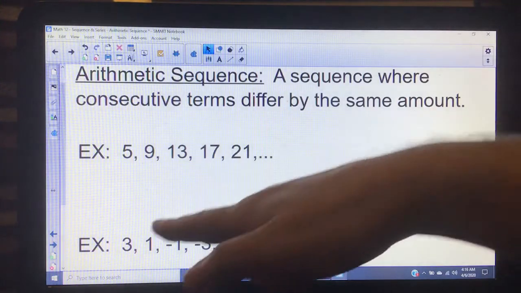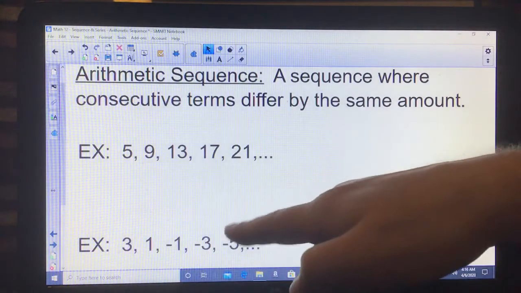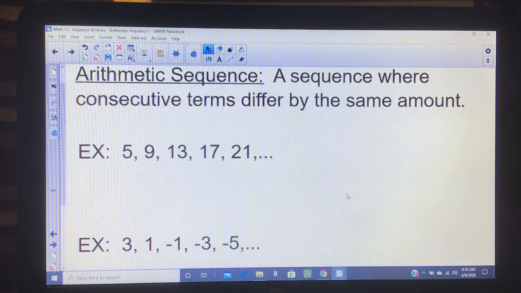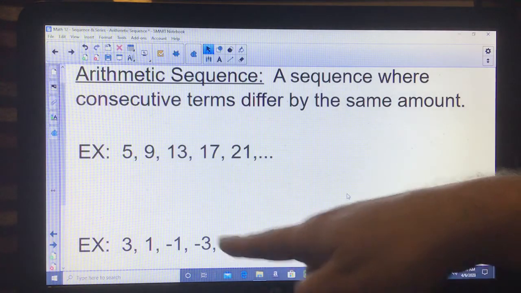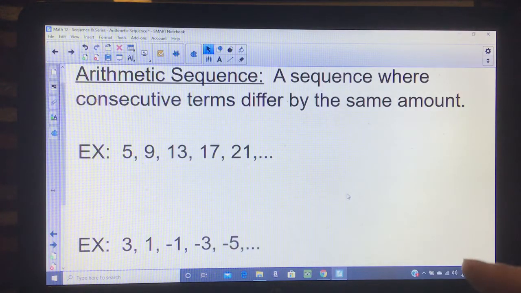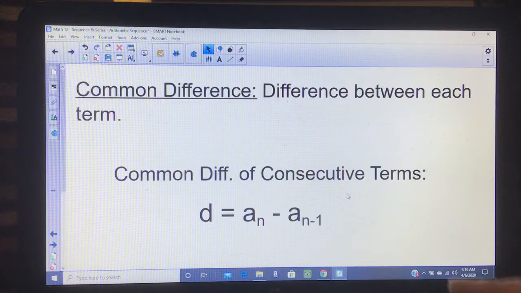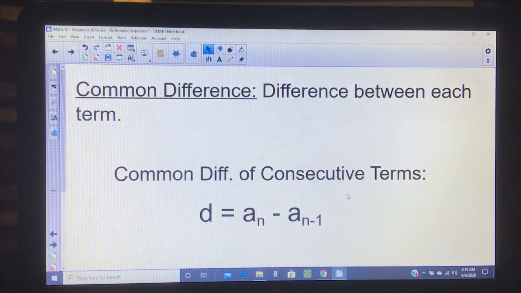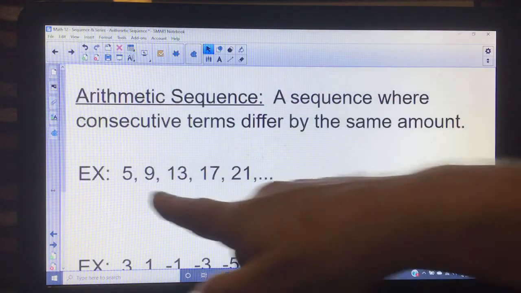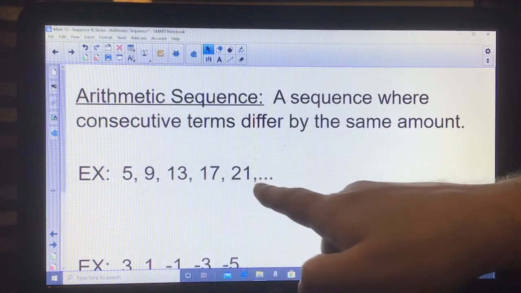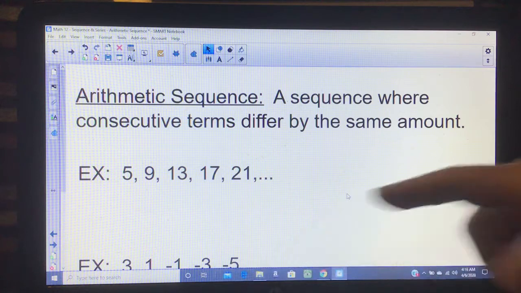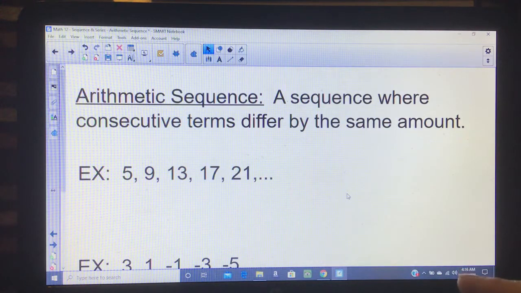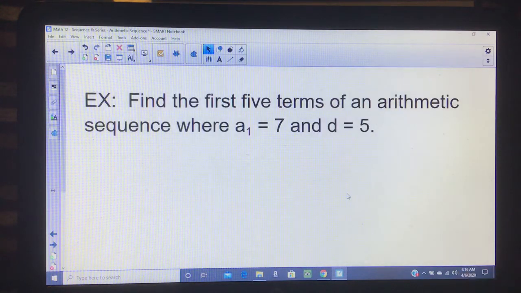All right. Or I could do 1 minus 3. Or I could do -5 minus -3. So long as I take 2 terms next to each other, the later one minus the sooner one, I would get this common difference. So the number that's represented by the letter D is that jumping amount. So the common difference for this one, D would equal 4. For that second one, D would equal -2.